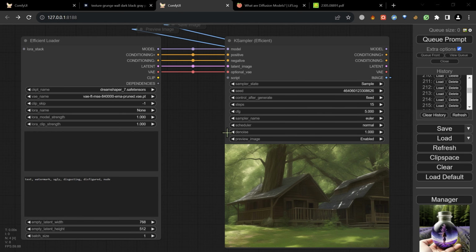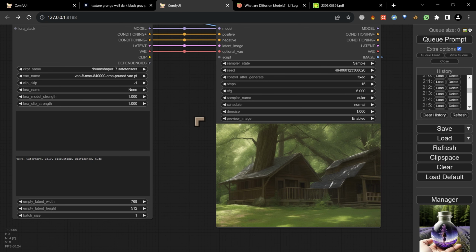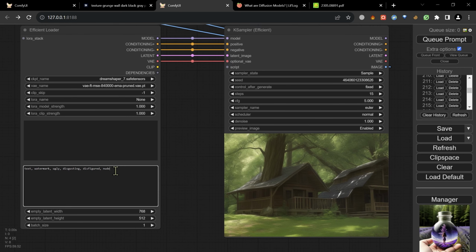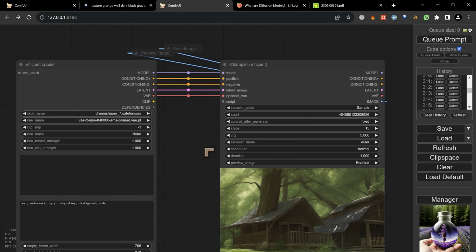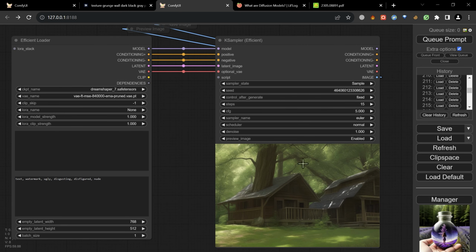Now, this image here shows something which is actually being described just by a bunch of negative prompts. So I've said to the software, I don't want text, watermarks, ugly, disgusting, disfigured, or nude. And then I've not put any positive prompt. Yet this particular software, using the Dream Shaper model, has created an image which it thinks is the opposite of all these things.